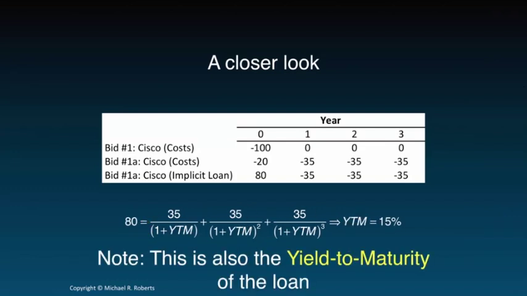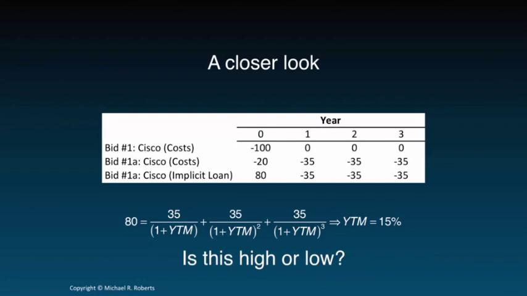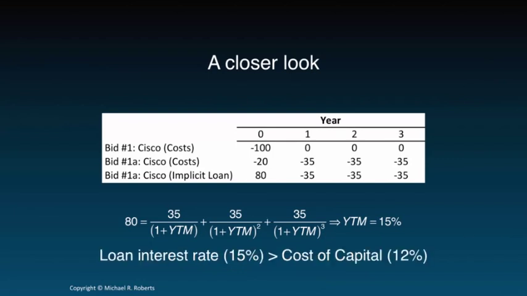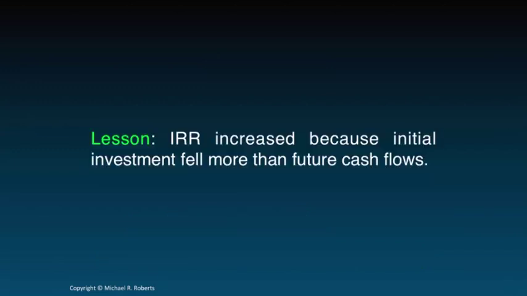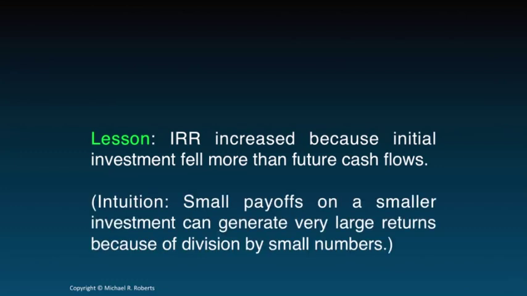It's also the yield to maturity, which we've discussed in the past. Well, is the 15% high or low? Is it good or bad? Well, it's terrible. Cisco's charging us a higher interest rate than our cost of capital. In other words, we can go to the capital markets and raise the money for a loan at 12% as opposed to implicitly borrowing from Cisco at 15%. See, what happened is the IRR increased because the initial investment fell more than the future cash flows.